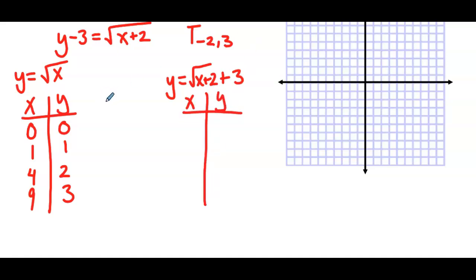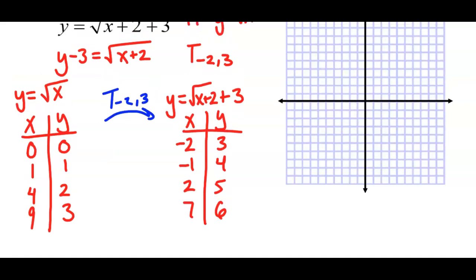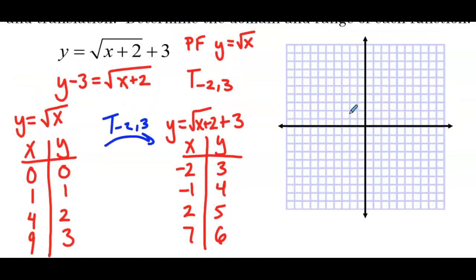Okay, so we're going to apply that translation of negative 2, 3. So we'll subtract 2 from every x value, add 3 to every y. So we get negative 2, 3, negative 1, 4, 2, 5, 7, 6. So we'll plot our points. So negative 2, 1, 2, 3, negative 1, 4, 2, 5, and 7, 6.